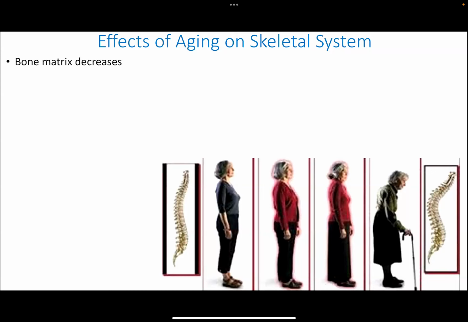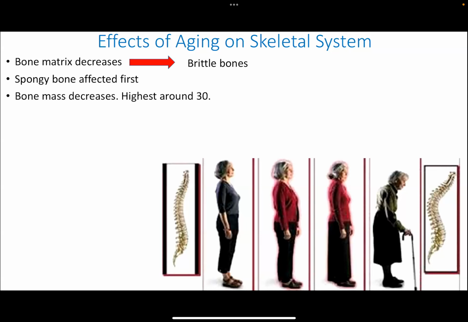Aging, of course, is going to have effects on the skeletal system. As you get older, or as anyone gets older, their bone matrix decreases, and this can lead to brittle bones. You're losing that inorganic strength, and so you can end up with brittle bones. Usually the spongy bone is affected first.